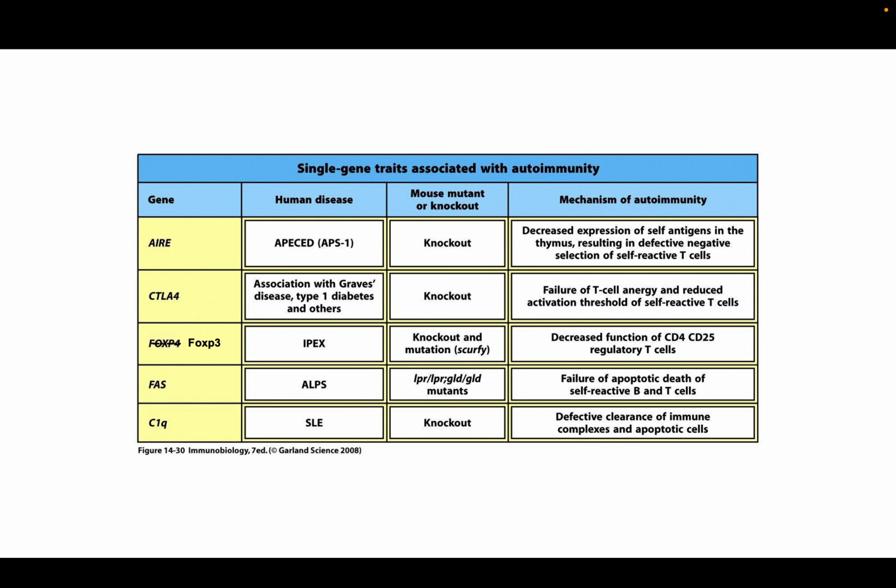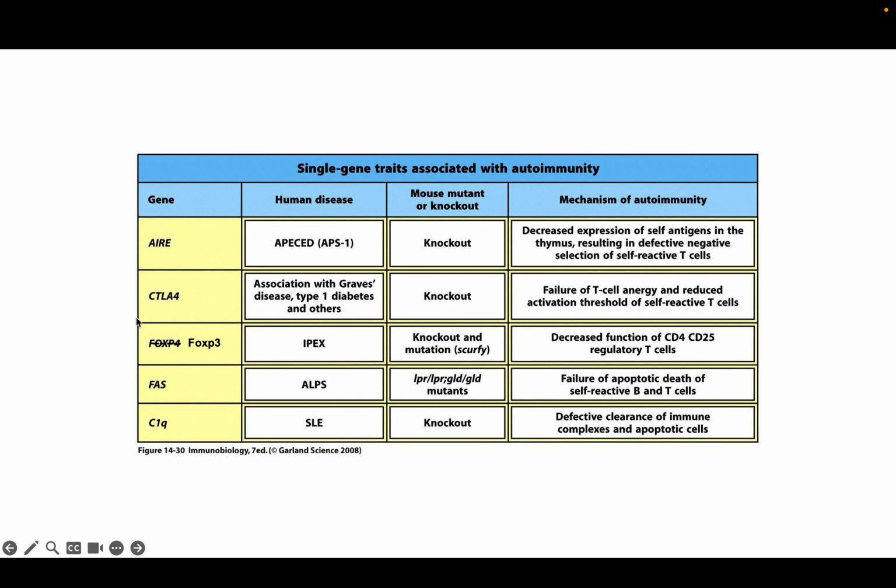So if you knock out AIRE, you remove all this negative selection because you don't have any more of these tissue restricted antigens. So negative selection is gone, and you have a lot of self-reactive T cells going everywhere. In humans, this causes a disease called APS syndrome, with multiple different types of autoimmune diseases. So this is where you see one certain gene causing multiple types.